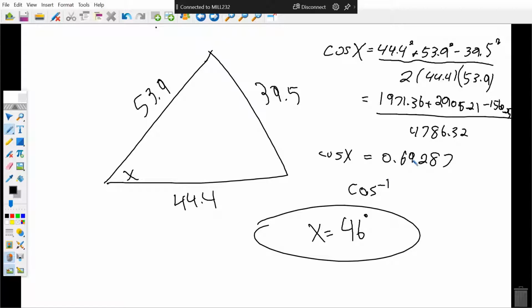We'll get cos of x equals 0.69287. Because we're trying to find the angle, we're going to go second function cos. Rounding to the nearest degree, we should get 46 degrees. Next question.